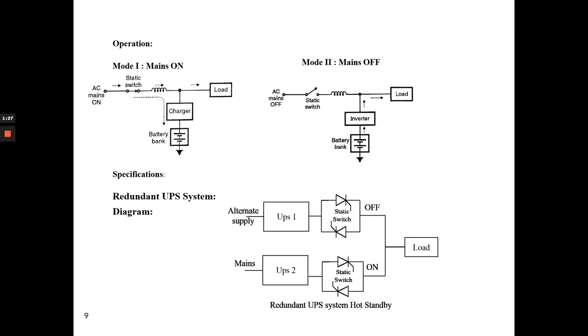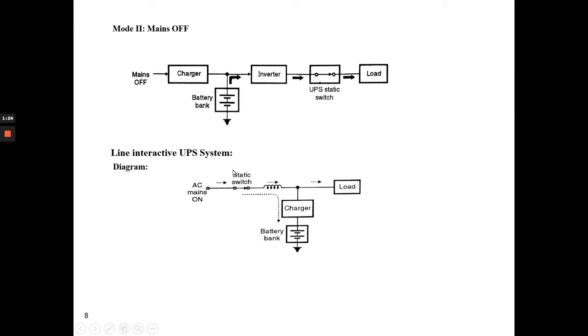Now we'll see line interactive UPS. In case of line interactive UPS, the static switch is closed and the load gets connected directly to the AC mains through the inductance L. The inverter or charger block operates as a charger and charges the battery bank. The equivalent circuit is shown here.